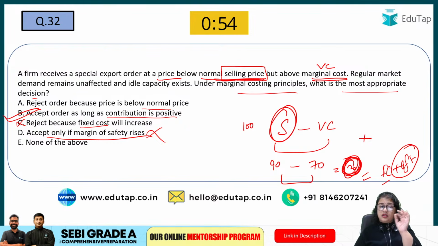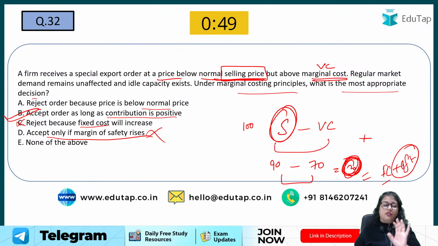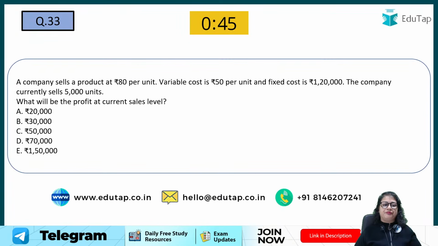Always remember this is a marginal costing assumption, okay? If your variable cost is covered from your sales, then it is good enough. You can continue with the business until the shutdown stage comes.